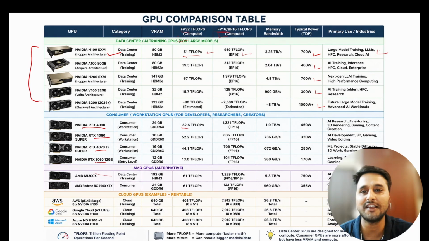So GPUs mostly come in variants. The first five GPUs are for industry purposes, and the next four are consumer-side workstation GPUs that we can buy from Amazon or other marketplaces to use for AI. Alternatively, we can rent GPU power from cloud services, for example AWS, Google Cloud, Microsoft, and other GPU providers on the internet. You can search about them.